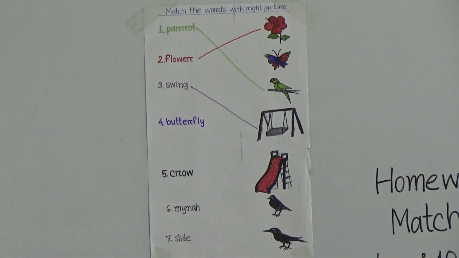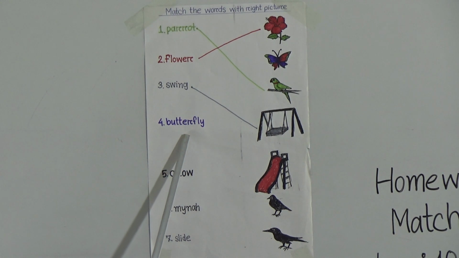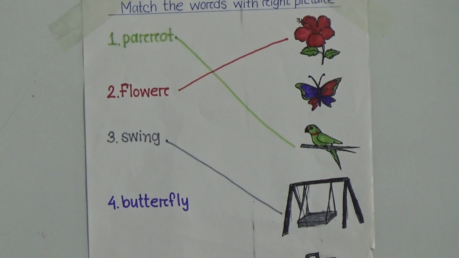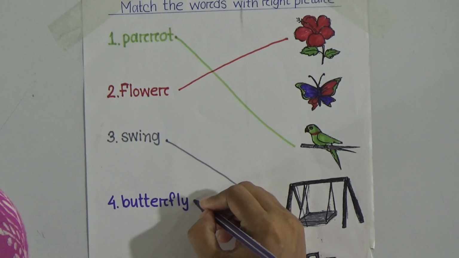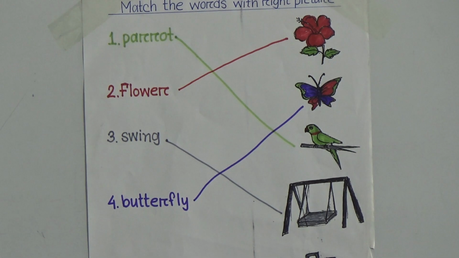Now number 4. Look, number 4 is butterfly. You know which one is butterfly? This is very easy. This one is butterfly. So we have to match them. Butterfly, word is here and the picture is here. So we matched butterfly.